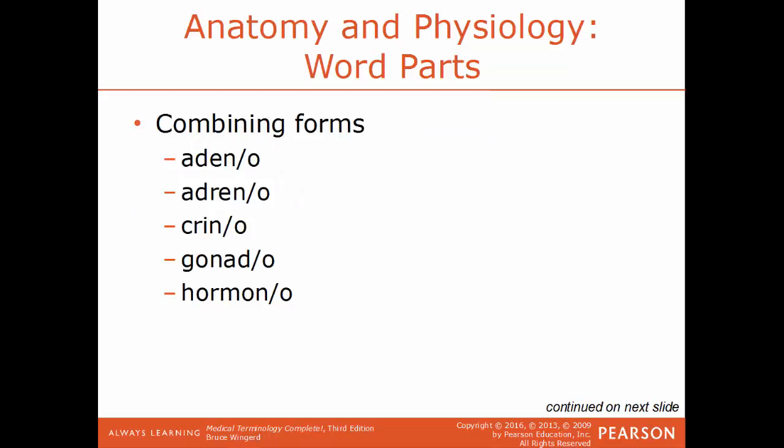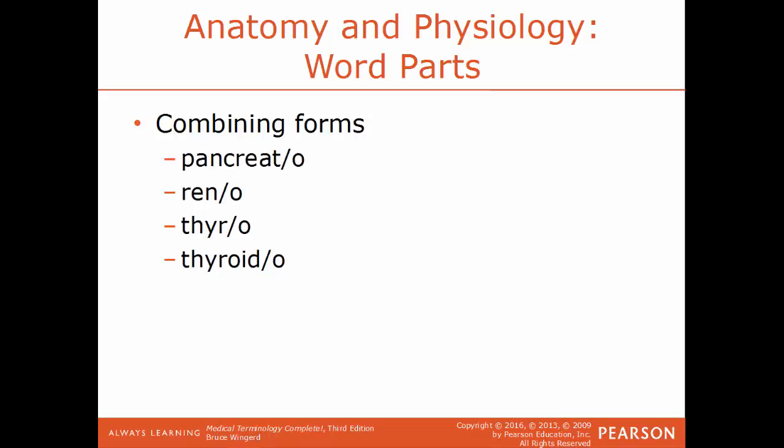First, we'll talk about some anatomy and physiology for the endocrine system. We'll talk about some word parts, some common combining forms that you'll see. Adeno is a reference to a gland. Adreno is a reference to the adrenal glands. Crino is a reference to secreting. Gonado is a reference to the gonads. Hormono is a reference to a hormone.